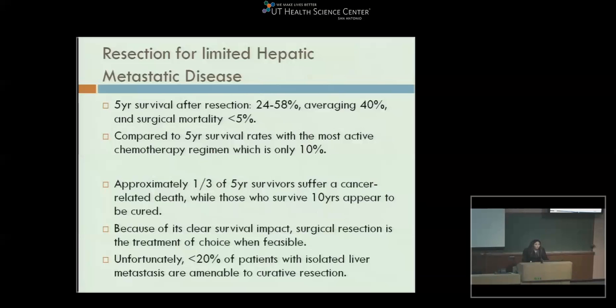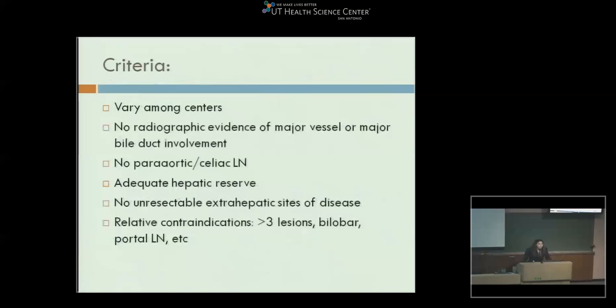The criteria to do resection of the metastatic lesions of the liver vary among centers, but for the most part, as long as you don't have radiographic evidence of major vessel or bile duct involvement, no distal lymph nodes like periaortic or celiac axis lymph nodes, if you have adequate hepatic reserve, as well as no unresectable extrahepatic sites of disease, you should be okay. For the most part, these are the indications.